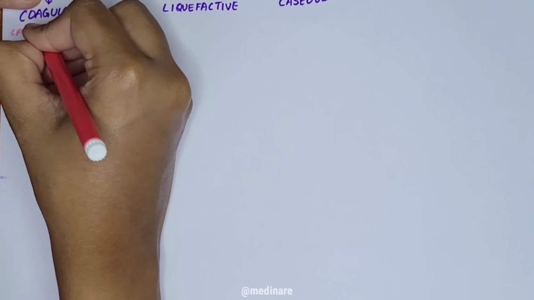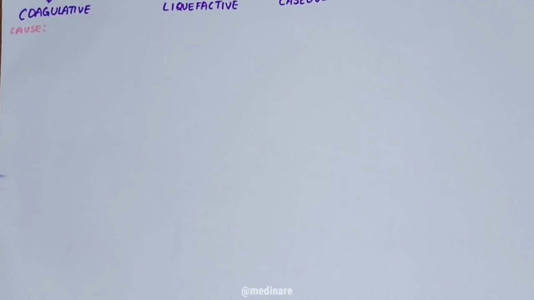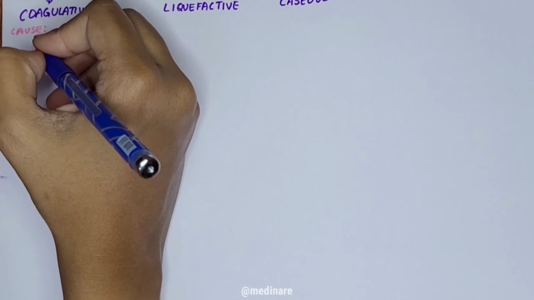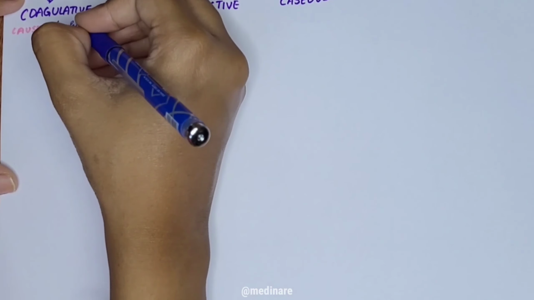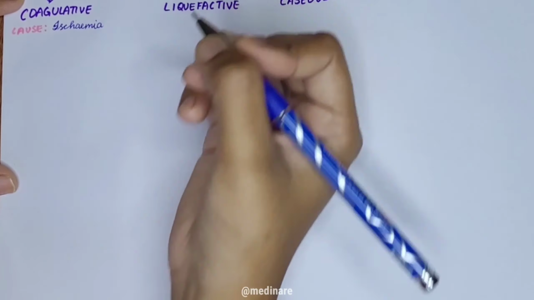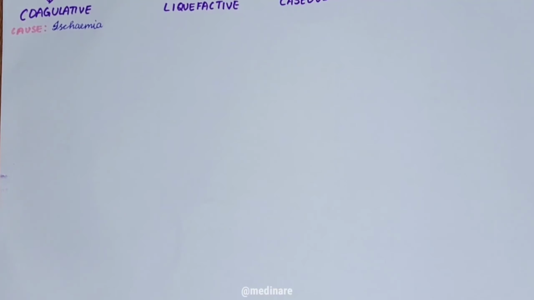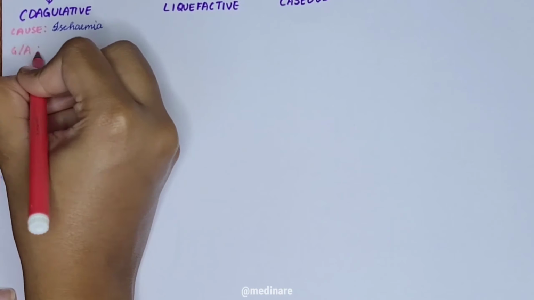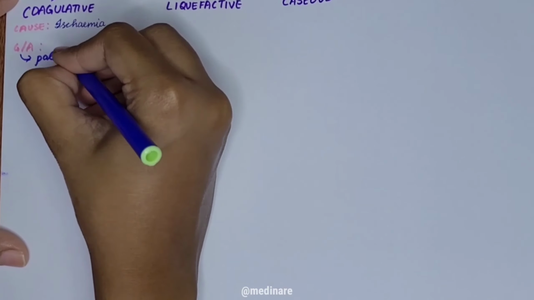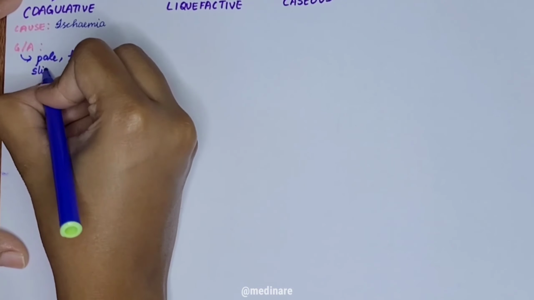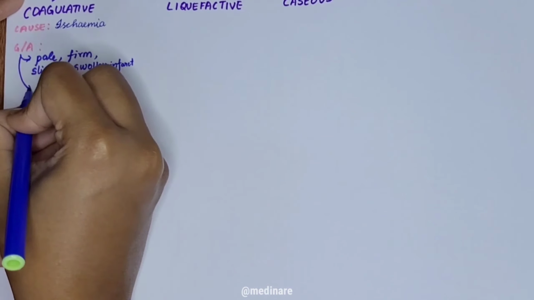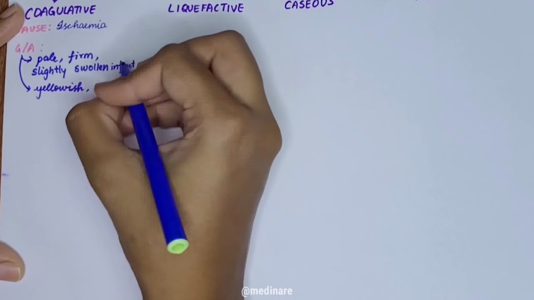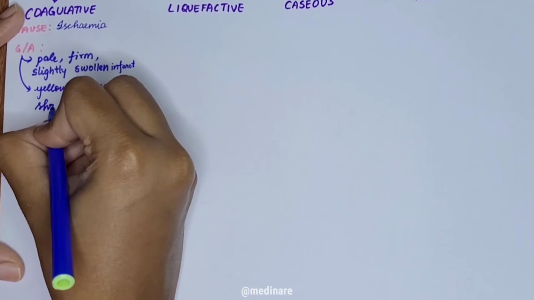Now let's discuss in detail about coagulative necrosis. Coagulative necrosis is the most common type of necrosis that is seen in solid organs like heart, liver, spleen, and kidney. It occurs due to ischemia, which is the major cause, and also due to denaturation of proteins. The area takes the gross appearance of a pale, firm, and slightly swollen infarct, whereas in advanced stages it looks yellowish, softer, and shrunken.